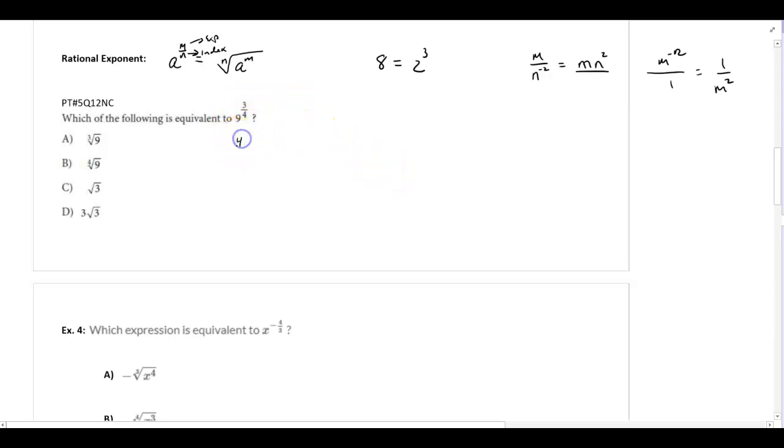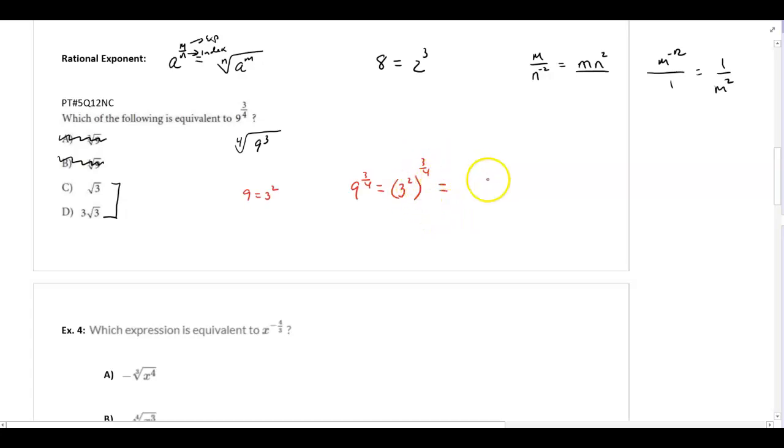Now, we know we could rewrite this as the 4th root of 9 to the 3rd. But if I look, that is not an option here. So if you notice here, they rewrote 9 as a base of 3. So what I have to know is 9 is equivalent to 3 squared. So when I see 9 to the 3/4, I'm going to rewrite that as 3 squared, and I'm going to raise that to the 3/4 power.